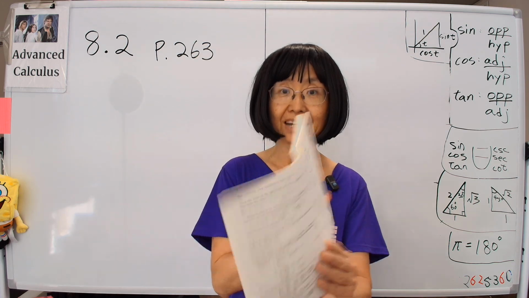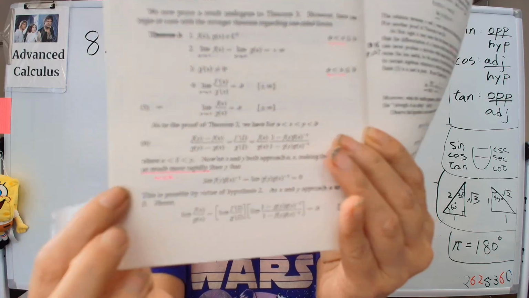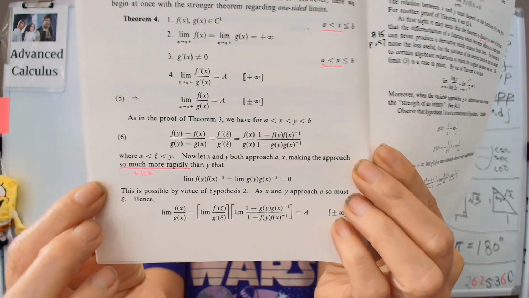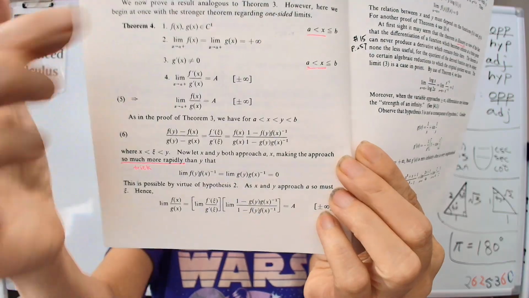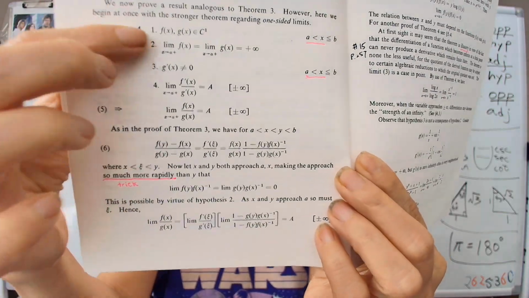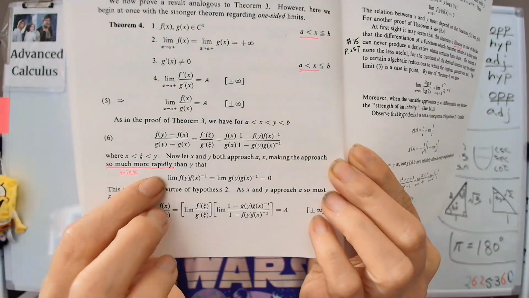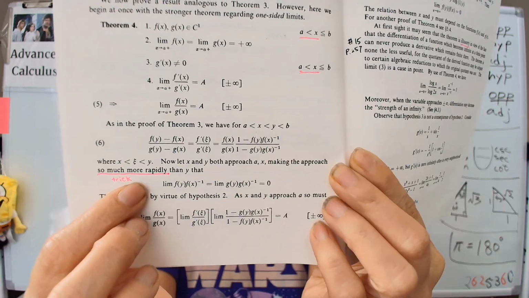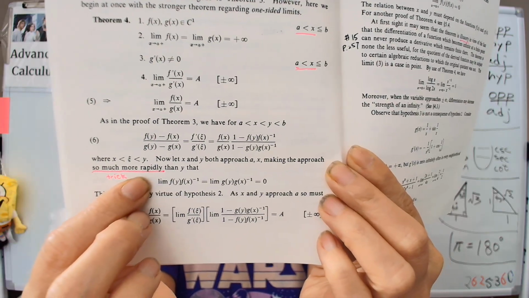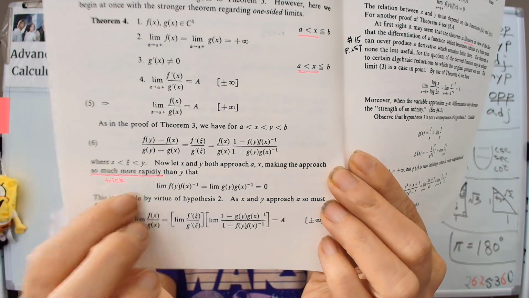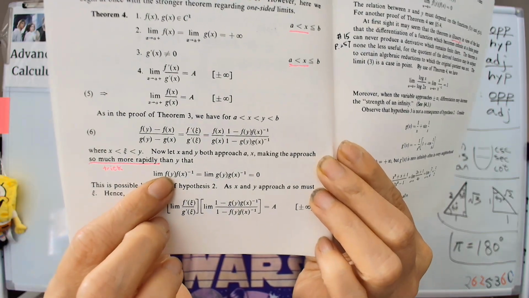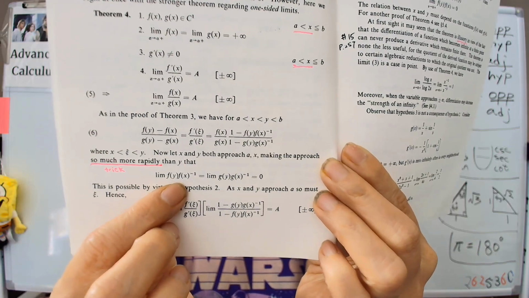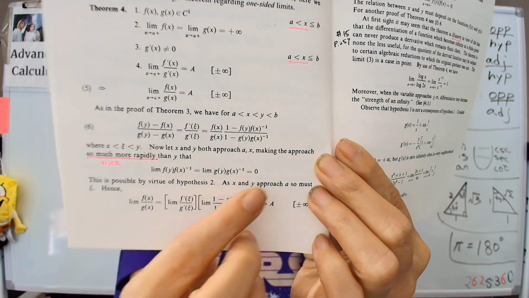Now I'll say that again. Pay attention to this sentence right here: x and y are both going towards a. So a is up here, right? It's the left side where we're approaching this whole time. A is what we're looking for. But we're gonna approach a, with x making the approach much faster than y, in such a way that the limit of f(y) over f(x) is going to be 0.